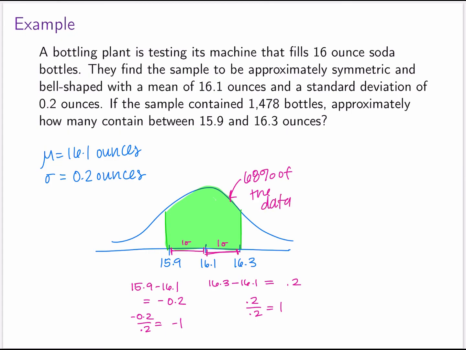Okay. Well, now let's go back to my question. We actually want to know how many bottles, not just what percentage of them. So I will need to find 68% of 1,478. And if I do that, I end up with a decimal. I need to round a little bit, but we'll round it to 1,005 bottles. So approximately 1,005 of these bottles in the sample have between 15.9 and 16.3 ounces.